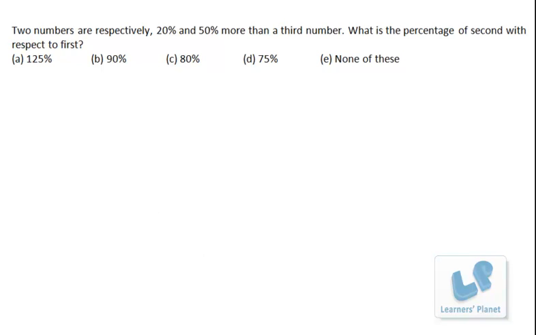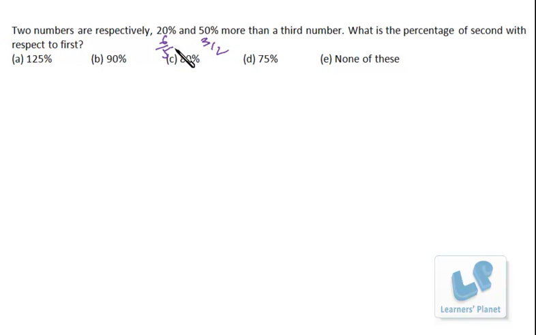Now further we have a very simple question, which can be done even mentally. Two numbers are respectively 20% and 50% more than a third number. What is the percentage of the second with respect to the first? I assume the basic number, that is the third number, to be 1. Now 20% more than 1 is 6 by 5. You should know the percentage equivalent fractions; they should be on your tips. Must attend percentage sessions. So this is 6 by 5 and this is 3 by 2, that is 150%.